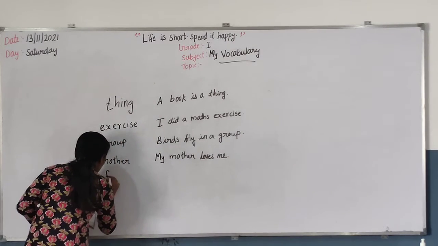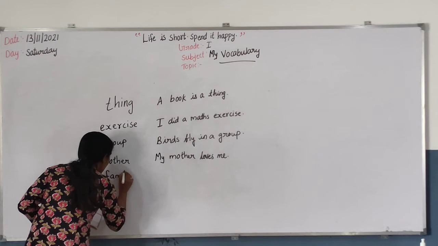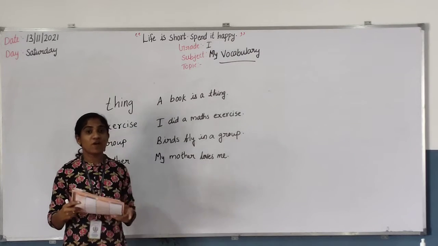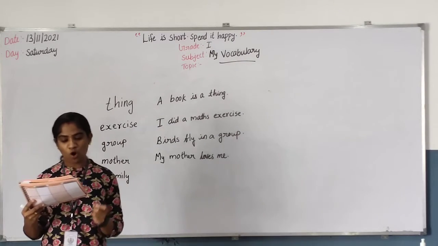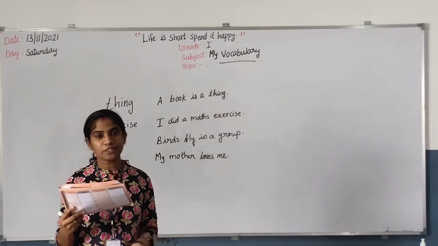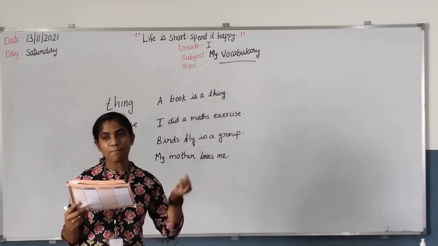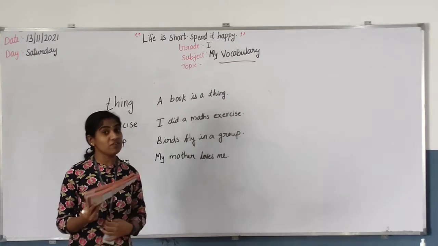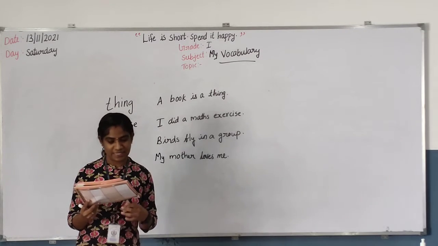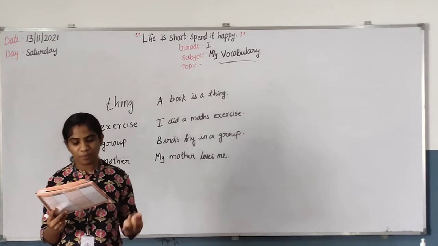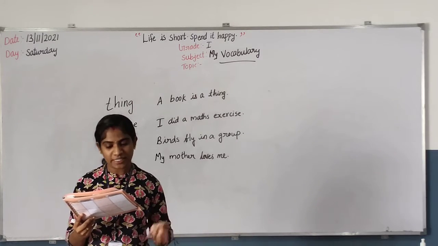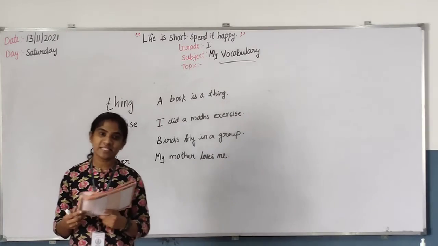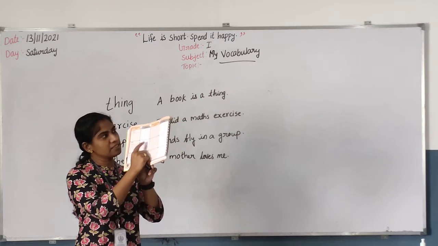Spelling, F-A-M-I-L-Y, family. What is family? A family is a group of people who are related to each other, such as a mother, a father, and their children. That is family. Spell it here.